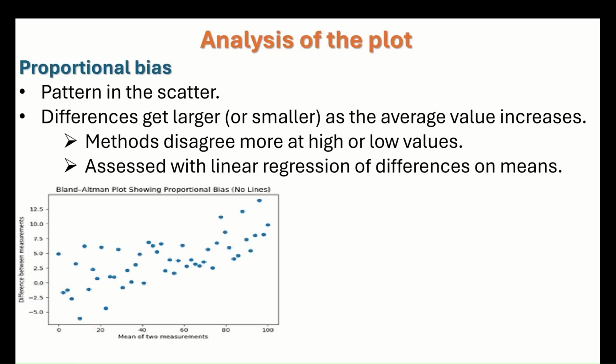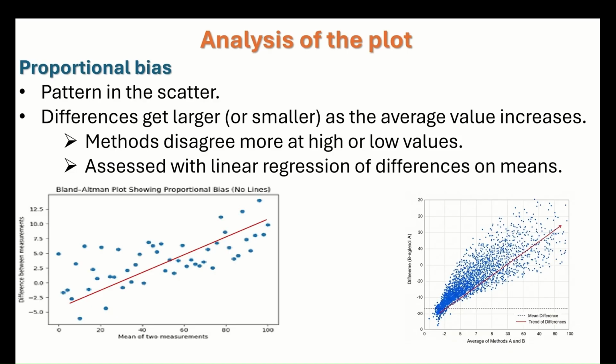As shown here in this scatter plot, there is a proportional bias. There is a trend. When there is an increase in the values for the mean, there is an increase for the values for the differences. In fact, a line can be drawn here to show that there is an increased relationship between the two variables. So this indicates that there is a proportional bias, and this can be confirmed by doing the linear regression test.